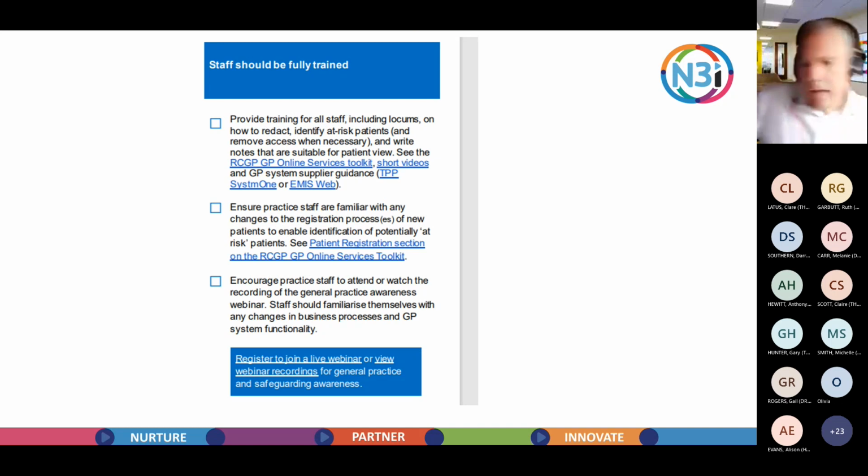Okay, this is clearly absolutely critical that staff know about this. As it says on there, training for them, including locums, on how to redact, how to identify at-risk patients and remove access when necessary, and how to write notes that are suitable for the patient view. There's loads of stuff on there, but clearly all your staff who potentially enter data into a clinical system need to be fully aware of this.